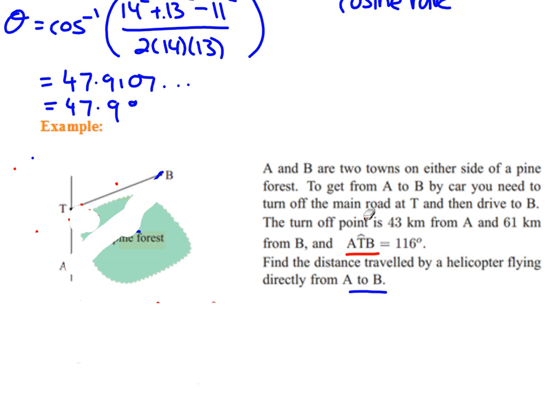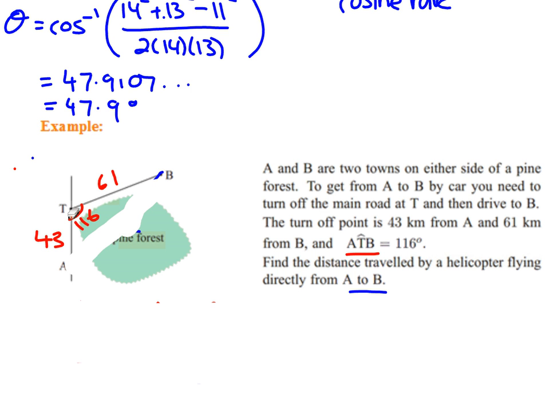Turn-off point is here, and it's 43 kilometers from A, so we can mark that in. And 61 kilometers from B. So the turn-off point is 61 kilometers from B. So let's mark in 61 there. A to B is 116, and remember that symbol means angle. The angle is where the middle letter is. So this angle at T is 116 degrees. So let's mark that in now too.